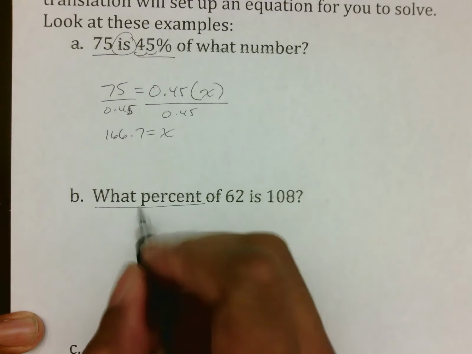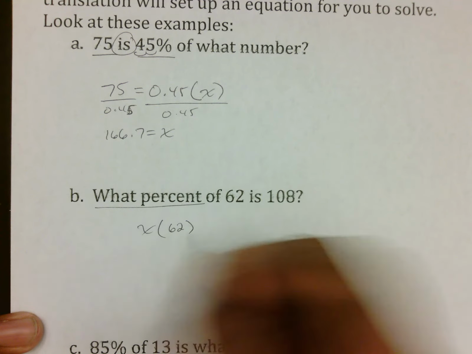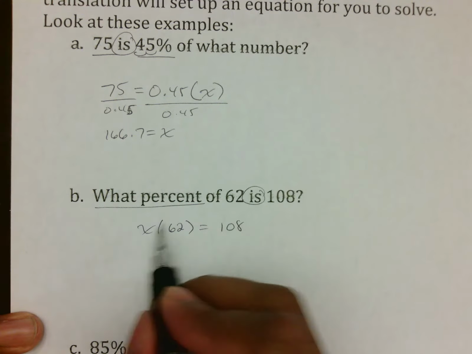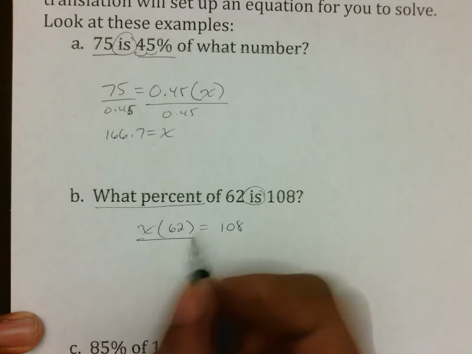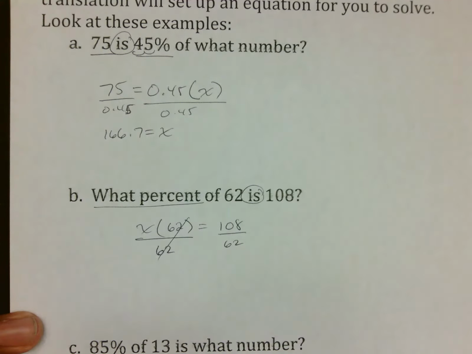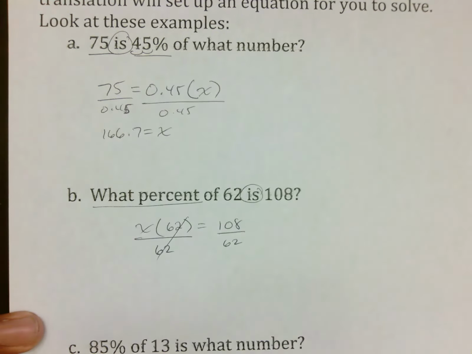What percent means I don't know what that number is. Of 62 means multiply by 62. Is means equals 108 over here. Again, x times 62. What we learned is anytime there's multiplication, they're attached. Divide by what you don't want, which means we're going to divide by 62. We do 108 divided by 62, and we get 1.74.